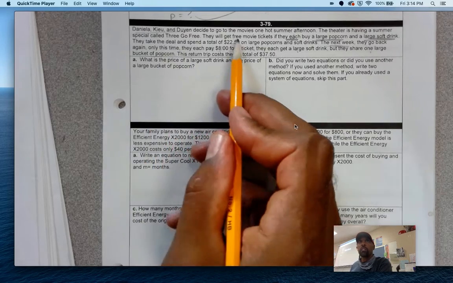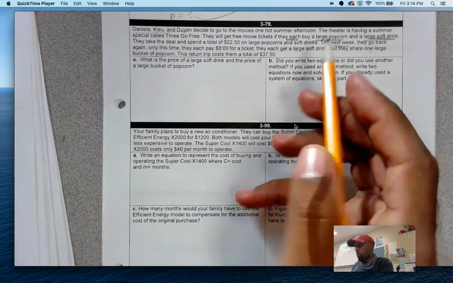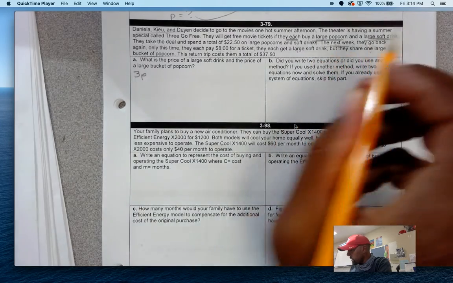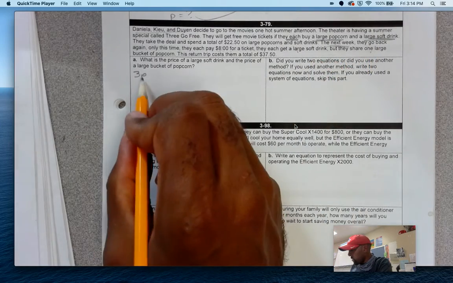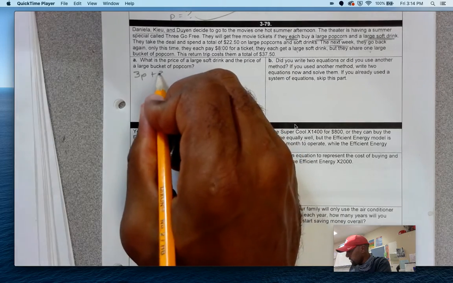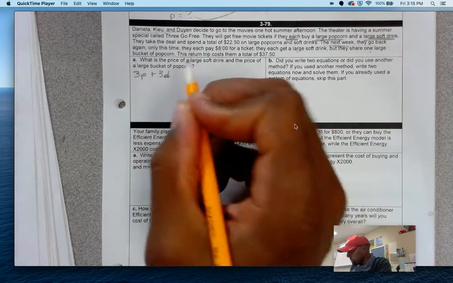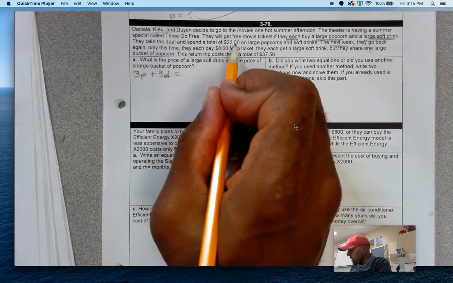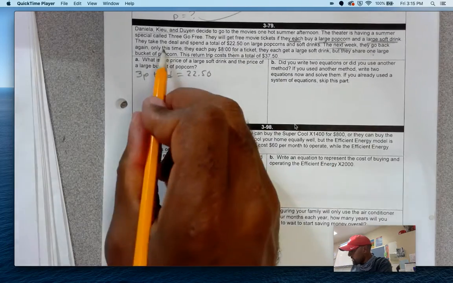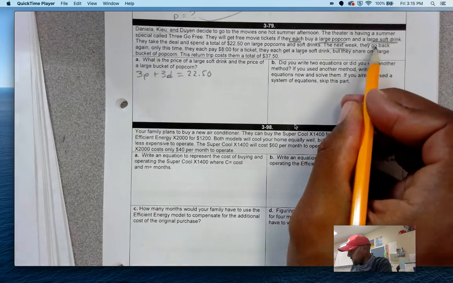Okay, so the first situation again, they each buy a popcorn, right? So 3 popcorns, and notice I'm going to use P basically for popcorn. 3 large drinks, and I'm going to use D for drinks, and that all cost them $22.50. All right. The second situation, a little bit different.